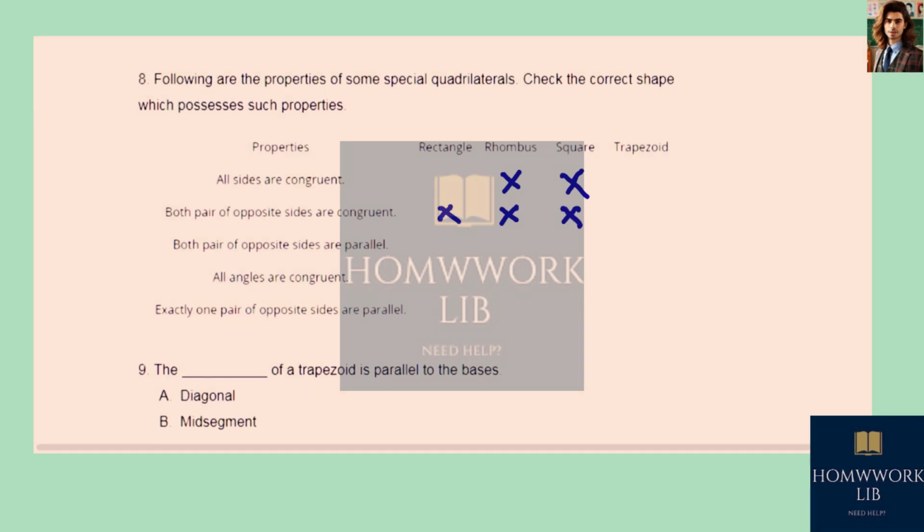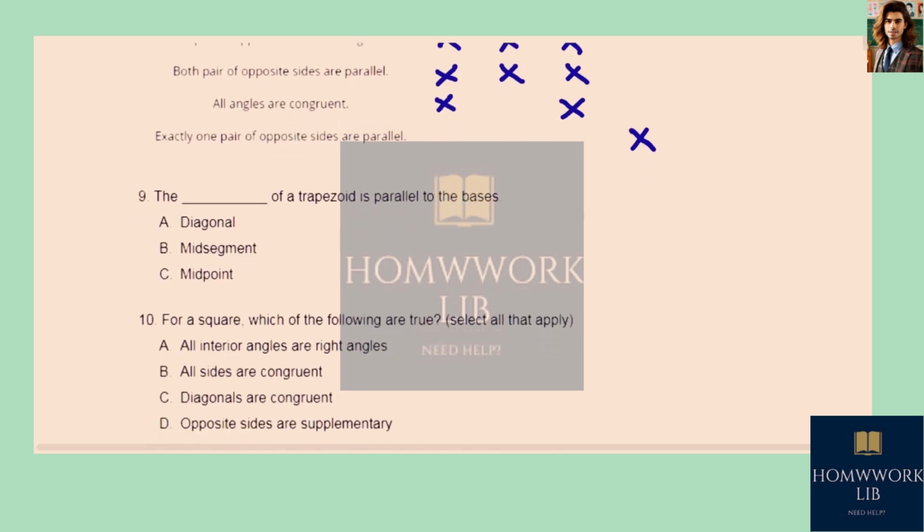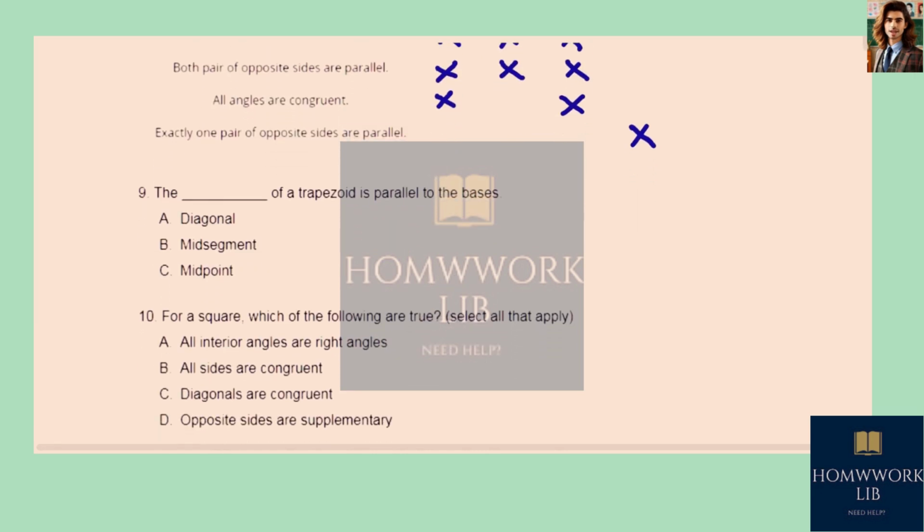Both pairs of opposite sides are parallel. That's a rectangle, rhombus, and square because they're all parallelograms. All angles are congruent. That's the rectangle and the square because they're all right angles. Exactly one pair of opposite sides is parallel is a trapezoid. The blank of a trapezoid is parallel to the bases, the mid-segment.